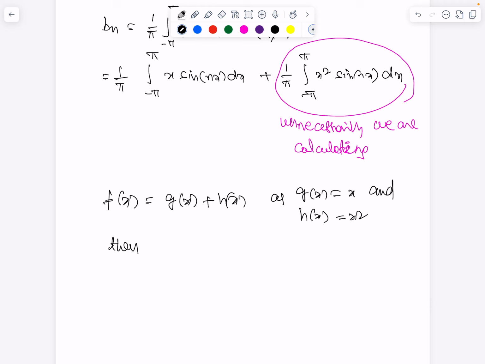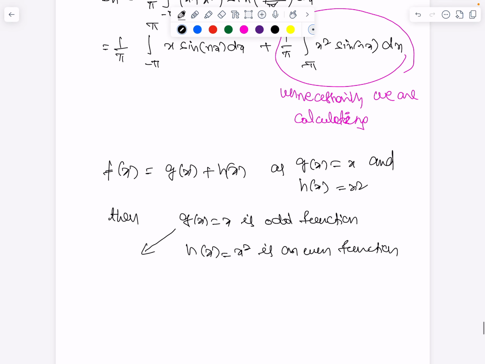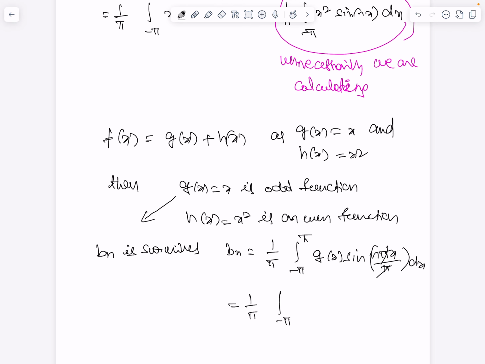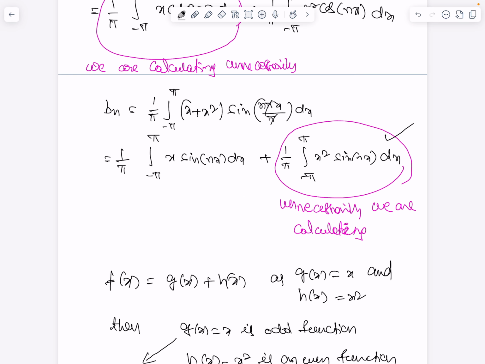So you look at that, now you are taking g of x is equal to x, which is an odd function, and h of x is equal to x square, which is an even function. Now you know that for g of x only bn is needed, bn survives. Therefore bn is equal to 1 over pi, you are only calculating minus pi to pi, g of x is x sine nx dx. That's why I told you this is unnecessary calculation.